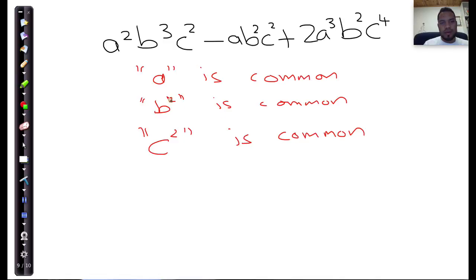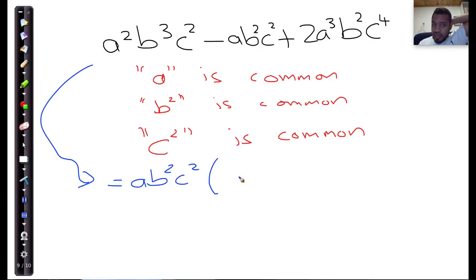Okay, so what I've identified now that is common in each of those are essentially the things that I have to take out in order to factorize. And I'm going to put that over here equal to a b squared c squared multiplied by. So a times what will give me the a squared that I need over there? The answer is just a. The b squared times what will give me b cubed? It's just b. And c squared is already there, so I don't need to do anything with c squared.